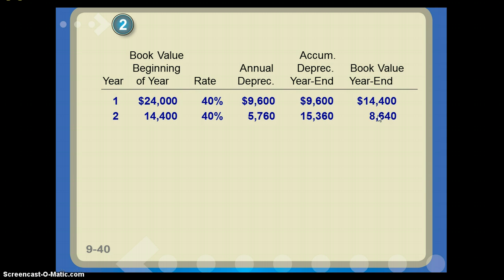Try to finish the chart for the next 3 years. Years 3 and 4 will be easy. Wait on year 5. There's a trick to it. Pause and try that.